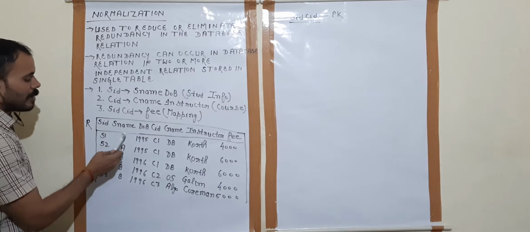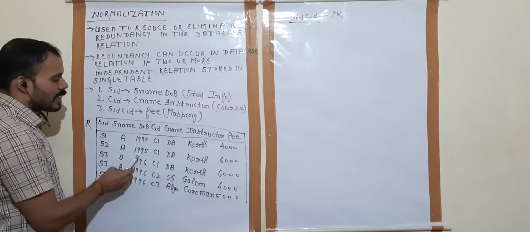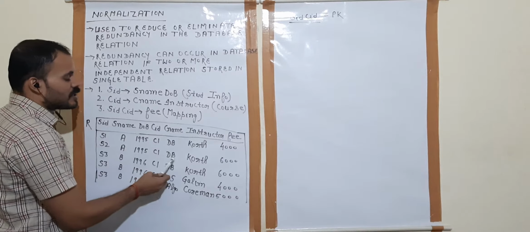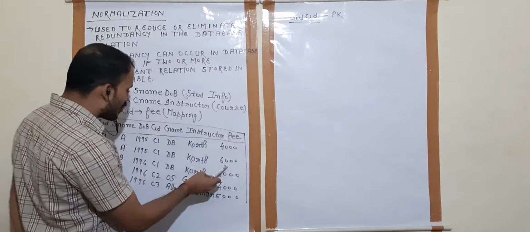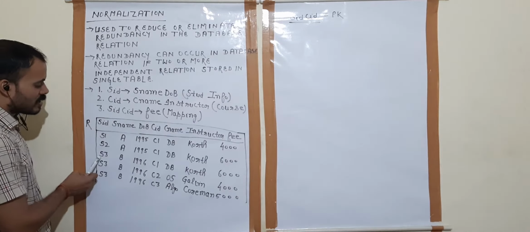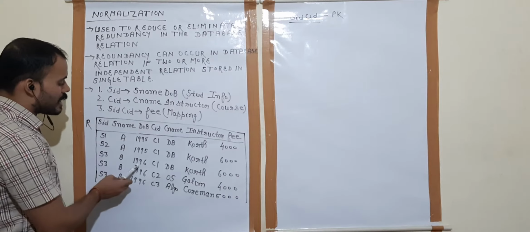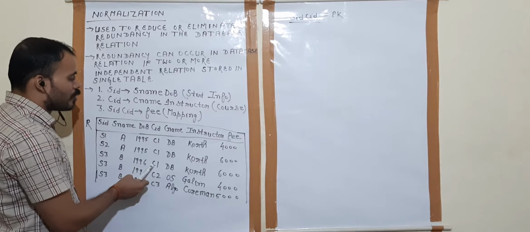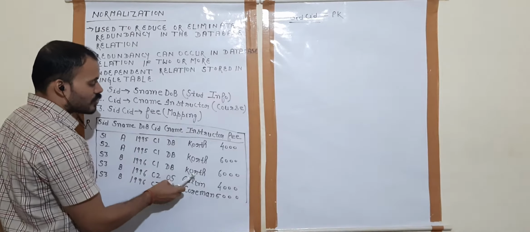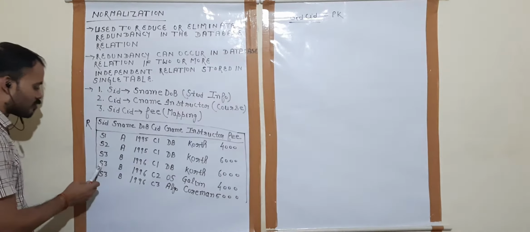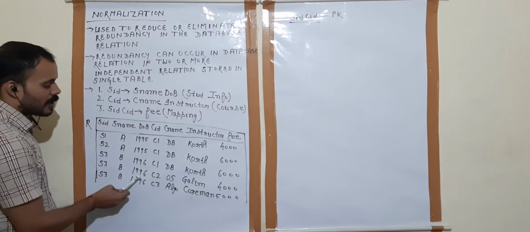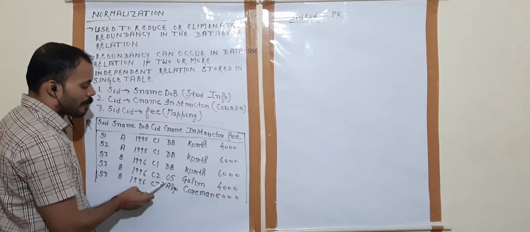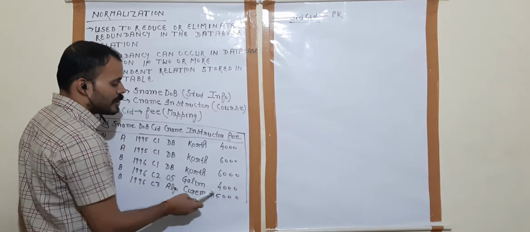Student S2, whose name is A, whose date of birth is 1995, is enrolled in the course C1, whose course name is database, instructor is course, and whose fees is 6,000. Student S3, whose name is B, whose date of birth is 1996, is enrolled in the course C1, whose course name is database, whose instructor is course, whose fees is 6,000. Same student S3, whose name is B, whose date of birth is 1996, is enrolled in the course C2, whose course name is operating system, whose instructor is Galvin, whose fees is 4,000.